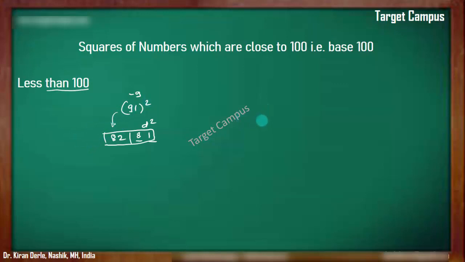If you want to calculate the square of 86, this is minus 14. So this part will be minus 14 square, which is 196. We'll write 96 here, and 1 will be carried. 86 minus 14 is 72, plus 1 is 73. So 7396 is the square. I hope you are getting this point. Pretty much simple to understand, pretty much simple to apply.